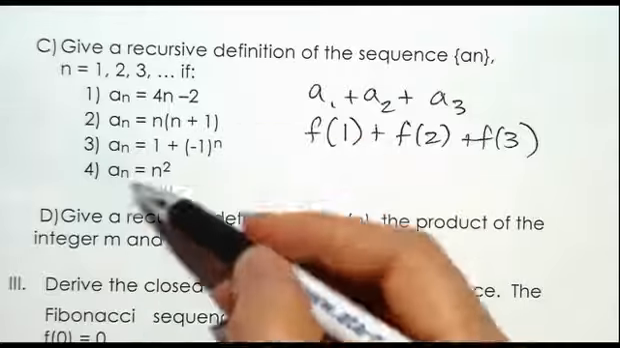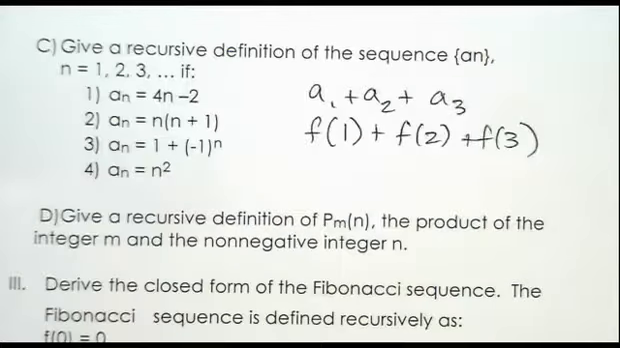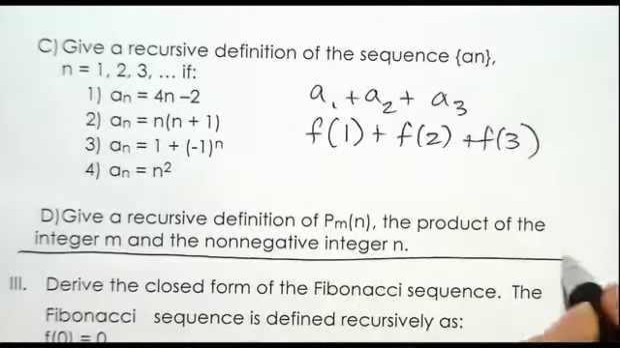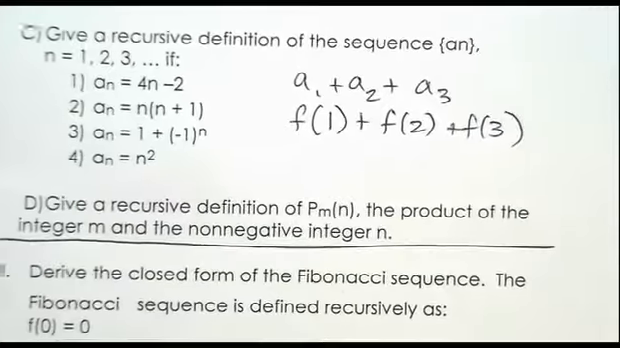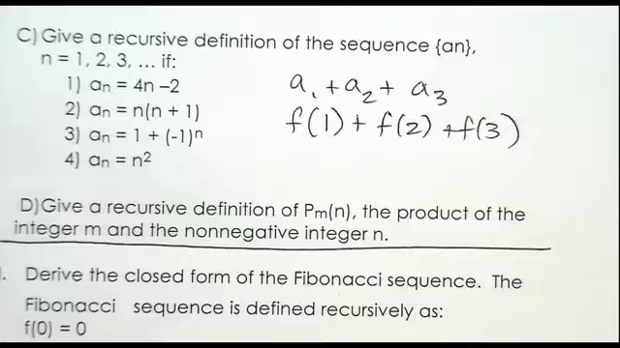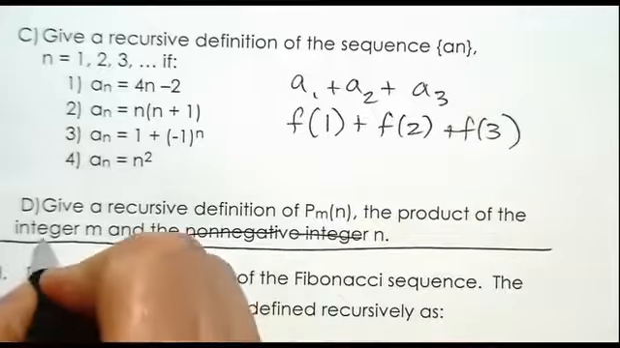Okay, so these are the kind of problems where you have to write a recurrence. Again, you can use the cheat method on those. It's totally fine. This problem is not as hard as it looks. Give a recursive definition of P_m(n), the product of the integer m and the non-negative integer n. There's nothing special about non-negative. It just means it's 0 or bigger, right? So how do you translate this into math? Delete that. It's an integer. Who cares? Everything we do is integers.